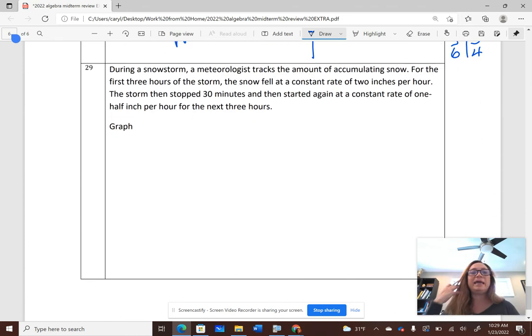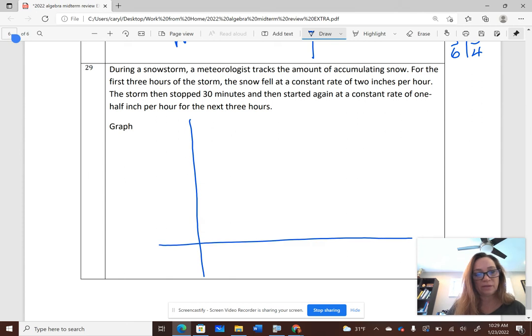Okay, again, on the actual test, there's going to be a grid given to you, so it'll be much neater than what I'm about to do. All right. So during a snowstorm, the neighborhood accumulates snow for the first 3 hours. The snow fell at a constant rate. Then it stopped for 30 minutes. 30 minutes is a half hour.